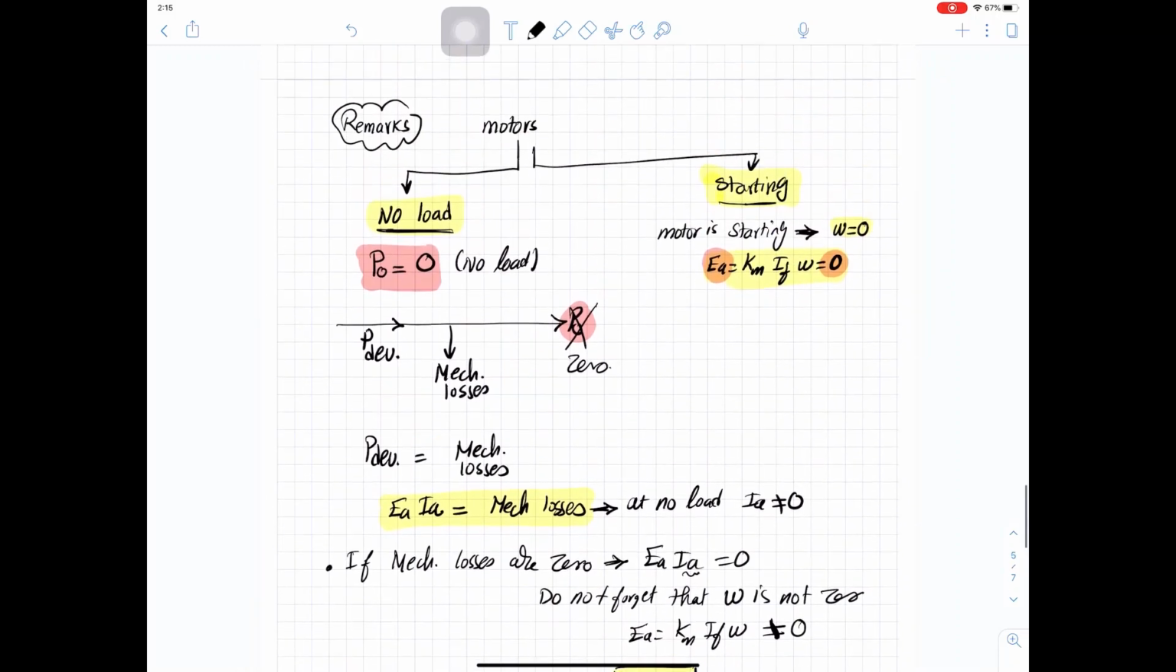And these are very important remarks for motor operation at starting and at no load. Starting means EA equals 0. No load means EAIA equals the mechanical losses. So if the mechanical losses are 0, IA will be 0 at no load. If the mechanical losses are given, you will have an extra equation that EAIA equals the given value.